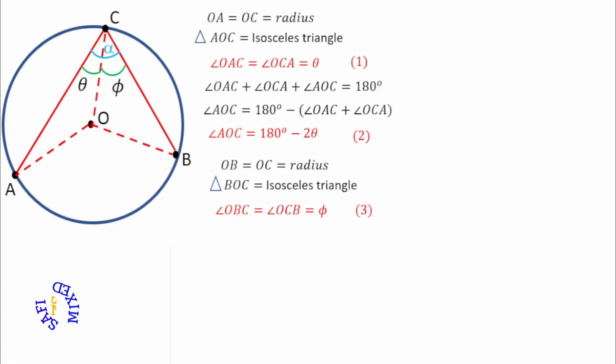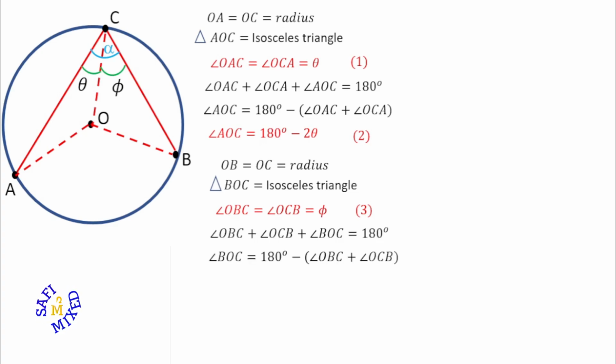Now again, summing up all the angles inside the triangle BOC, I can write the sum of these 3 angles equal to 180 degrees, and arranging for angle BOC, I can rewrite the equation like this as I did before, and using the values from equation 3, I can put phi over here, phi over here, so this would make 2 phi. That would reduce the equation finally into this form, that is, the angle BOC equals 180 degrees minus 2 phi, and I give this equation 4.